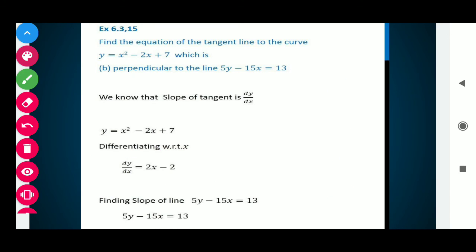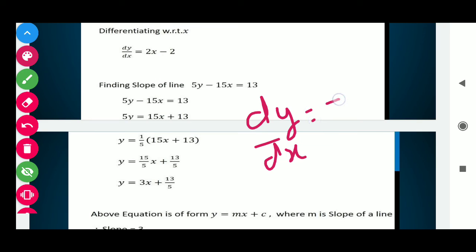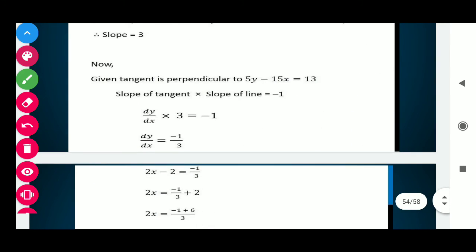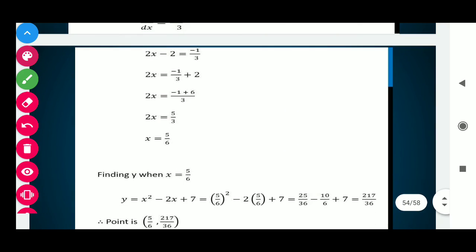In this way we get the slope of this line by using the formula dy over dx equals minus coefficient of x, which is minus 15, divided by coefficient of y, which is 5. In this way we get the slope as 3. So this is a very easy method to get the slope. Now these two lines are perpendicular to each other, so the slope of the tangent times the slope of the line equals minus 1. In this way we get the slope minus 1 over 3.